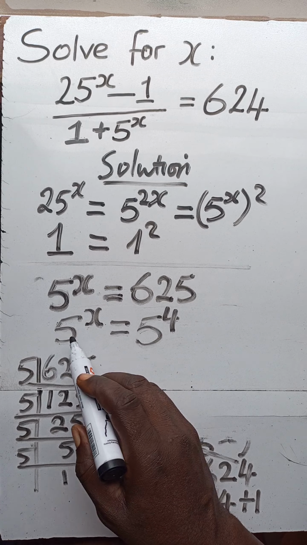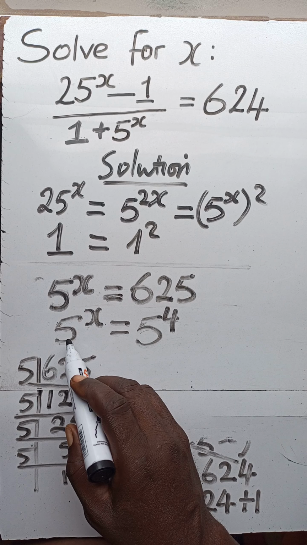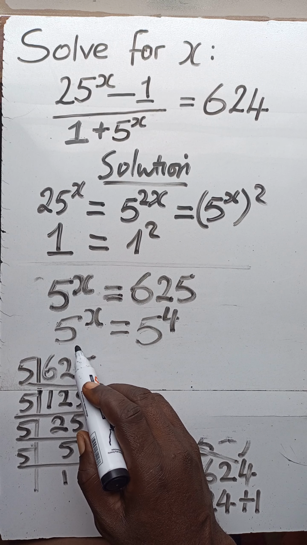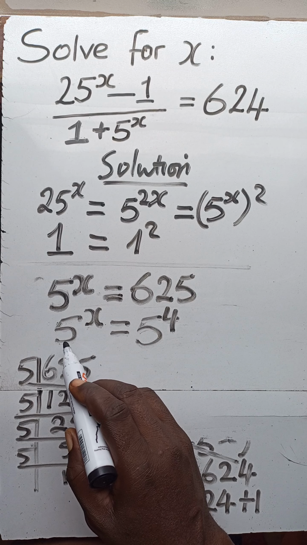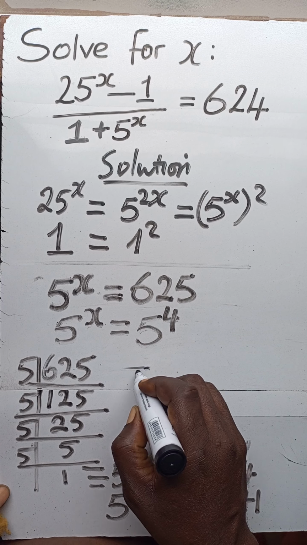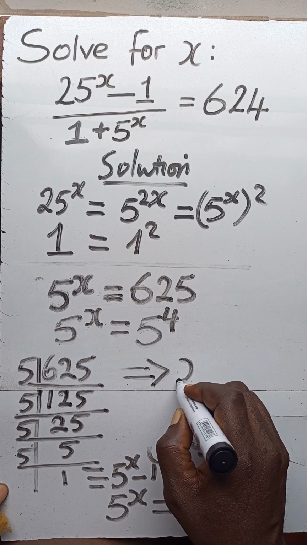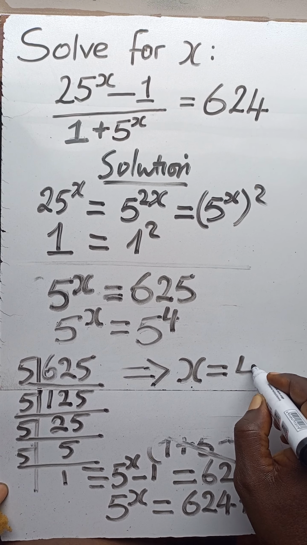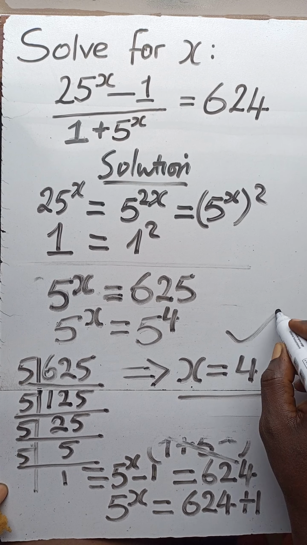Okay, we have arrived at an expression in which this index number is equal to this index number. The bases are equal. It therefore means that we can equate the powers. So the value of x is 4.